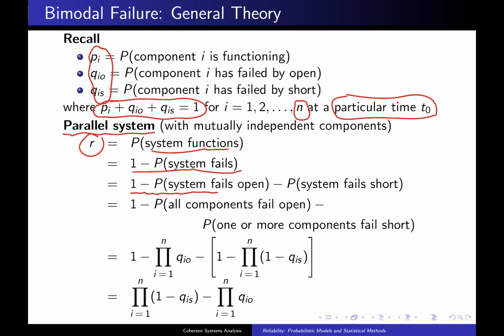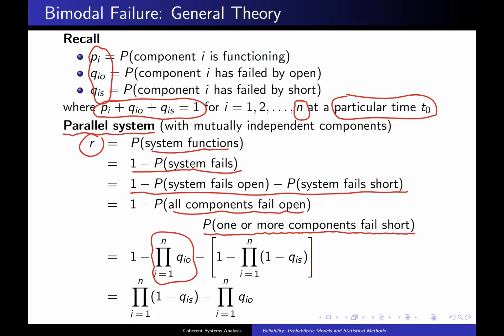This system can fail by open or can fail by short. So those two get added in and the negative gets distributed across. How does a system fail open? It fails open when all of the components fail open, and for the parallel system, you're just going to multiply the open probabilities. The other possibility is the system fails short, and that is the probability one or more components fail short. That is this quantity right here.